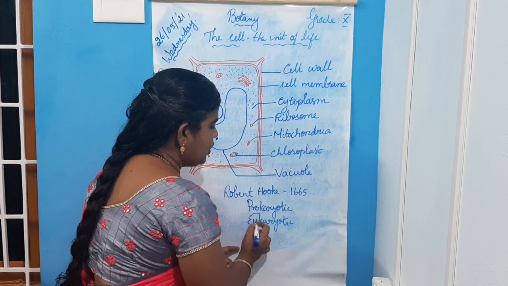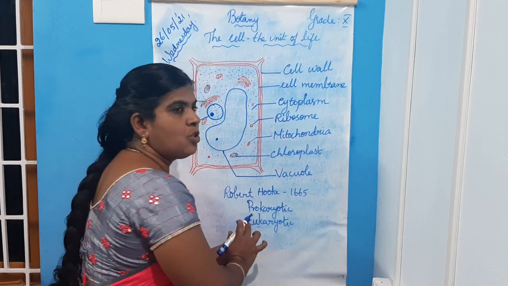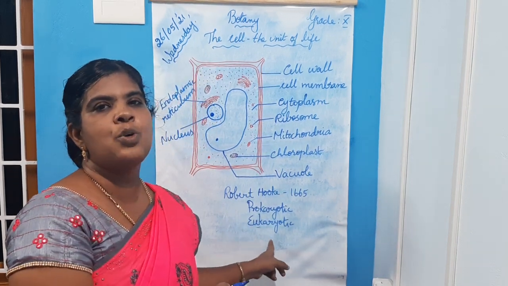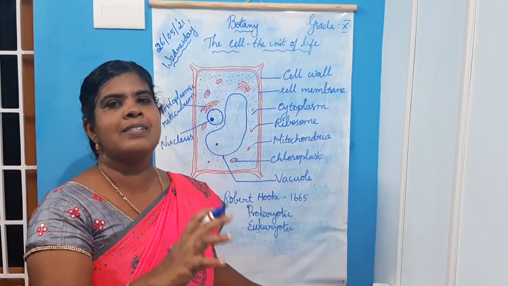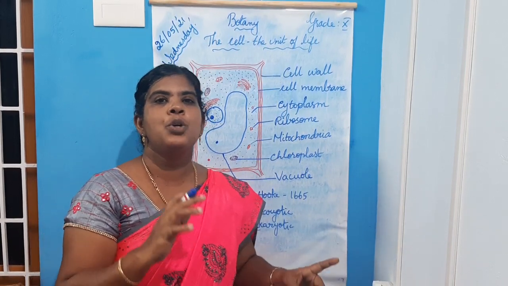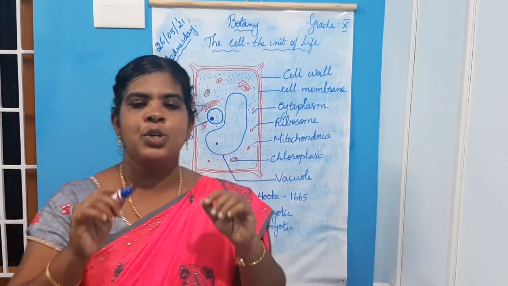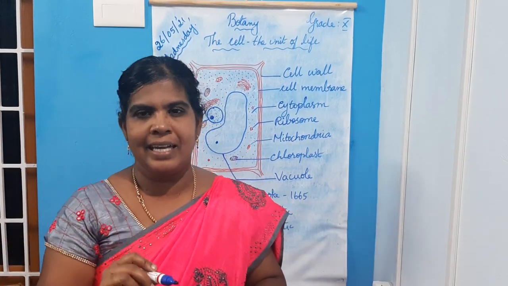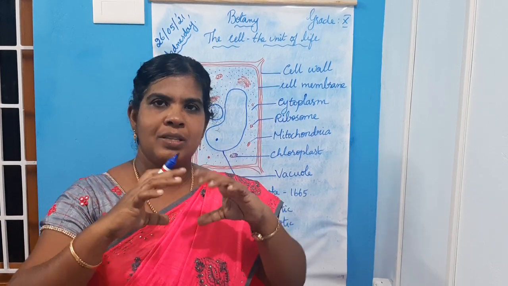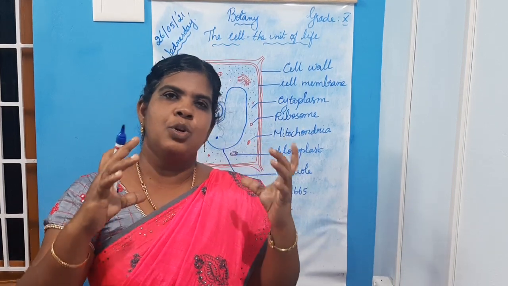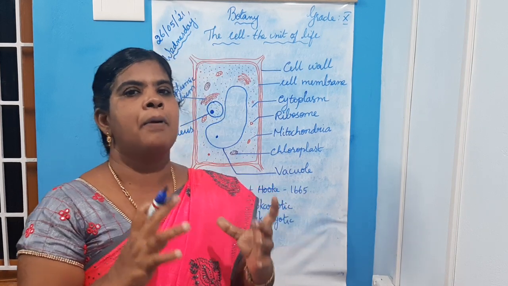Then next is eukaryotic. Eu means true, karyo means nucleus. So cells having a true nucleus are said to be eukaryotic cells. Eukaryotic cells contain a definite nucleus. That means the nucleus is surrounded by a membrane.